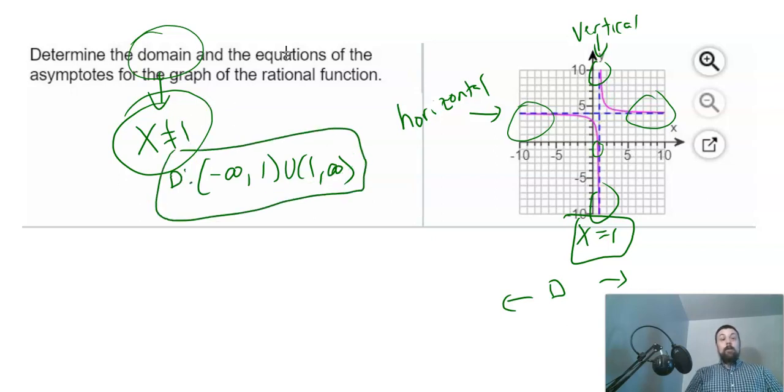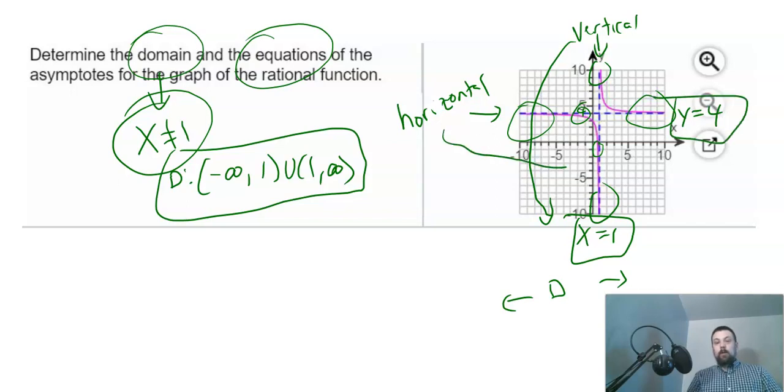Now, the equations of the asymptotes. This would be the equation of the vertical asymptote. The vertical asymptote's equation is x equals 1. For the horizontal asymptote, it looks like it's passing through 4 on the y-axis. For a horizontal line, it's y equals a number. In this case, that number is 4. And so that would be the equation of the horizontal asymptote in this graph.